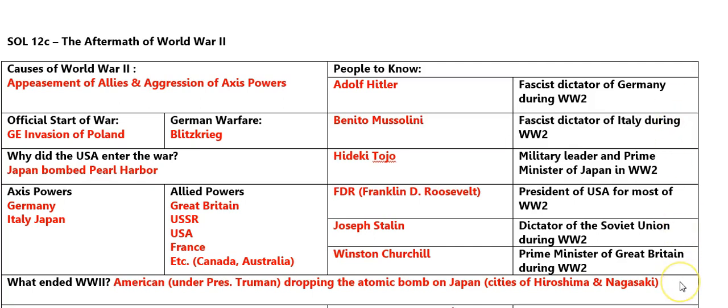Once you have those, we'll come down here. What ended World War II? The Americans dropping the atomic bomb on Japan, the cities of Hiroshima and Nagasaki. So you don't have to write the president and the cities if you don't want. Just writing America dropping the atomic bomb on Japan is good. Okay, so just hit pause until everybody is ready. And once everybody is ready, then we'll go on to the second part of your sheet.